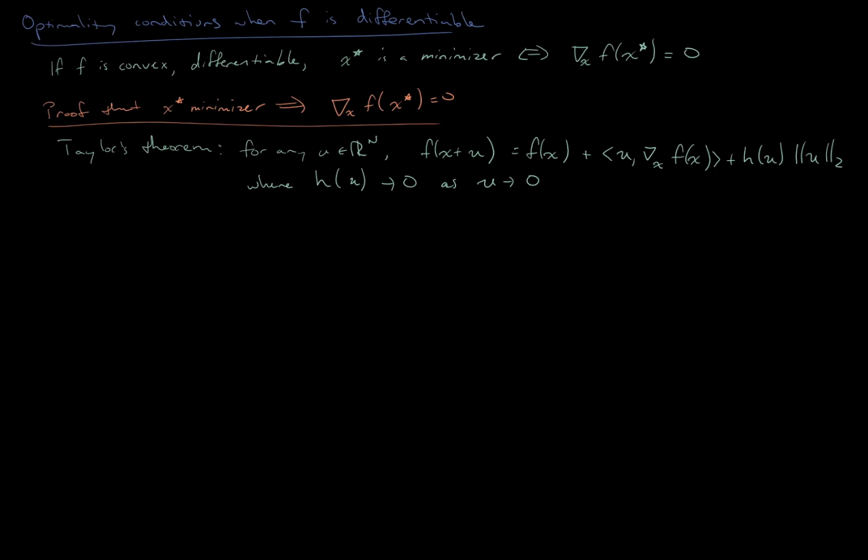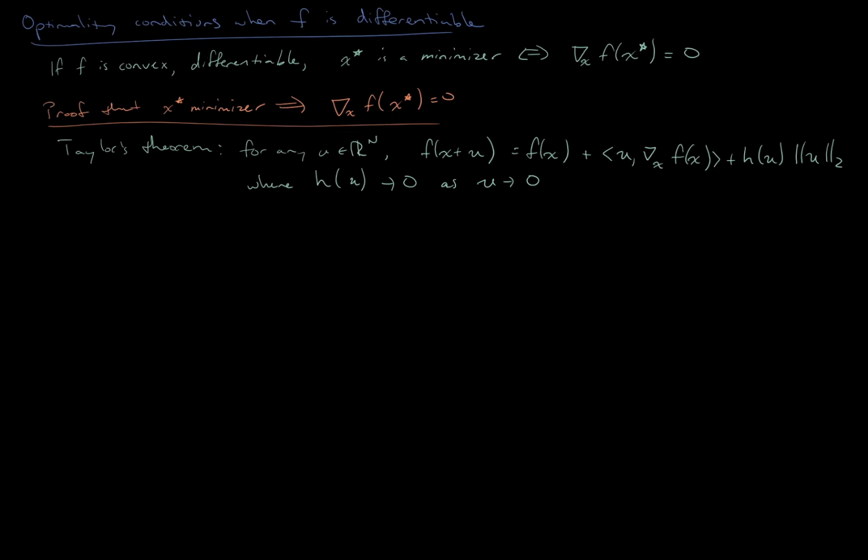So this is just saying that if we have some point x, we can come up with a quadratic approximation of f by just evaluating f at x, adding a linear term, and then adding a quadratic term, and the size of that quadratic term goes to 0 as u approaches x.